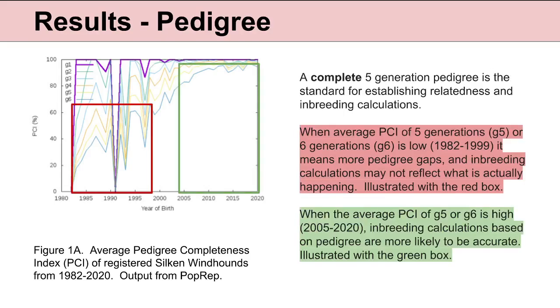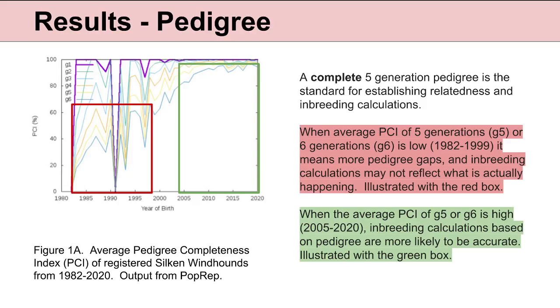And so what we see here is that in red, the red box on the left, that's when an average PCI of 5 generations or 6 generations is low. It means there's more pedigree gaps and that inbreeding calculations may not reflect what is actually happening. But on the right-hand side of the graph, you can also see that when the average PCI of 5 or 6 is high from 2005 on, inbreeding calculations based on pedigree are more likely to be accurate.